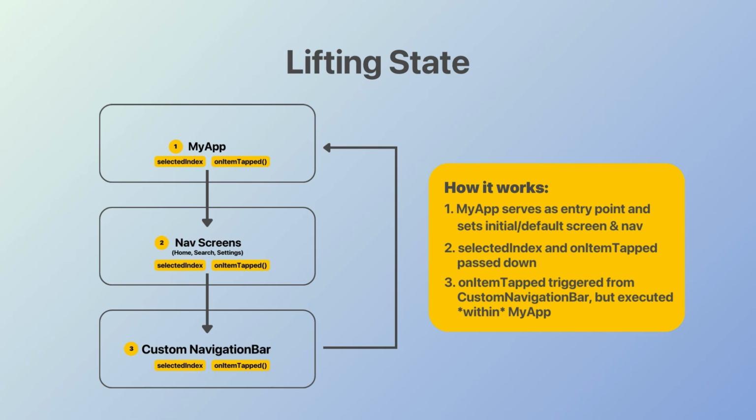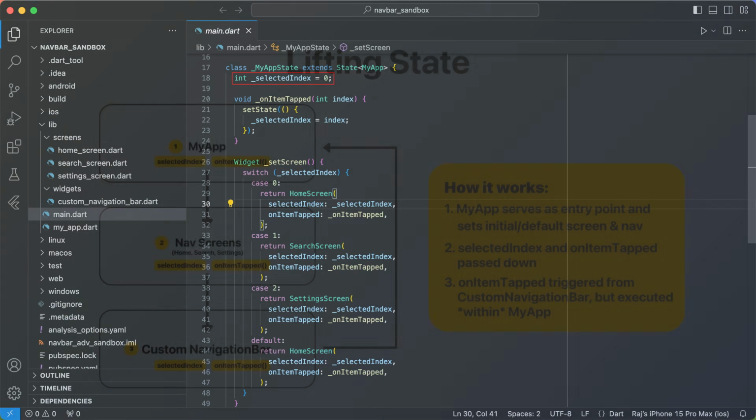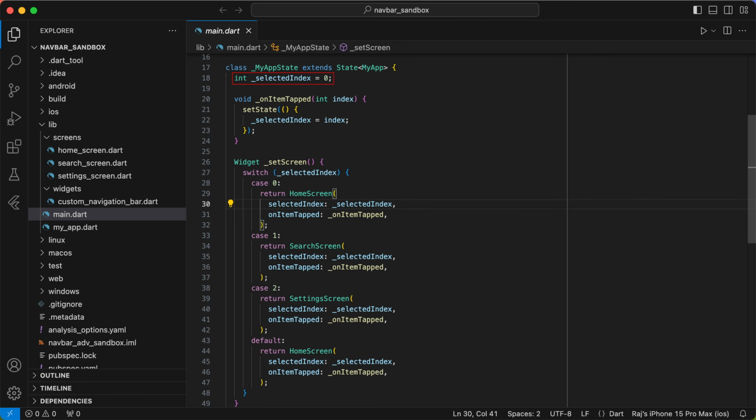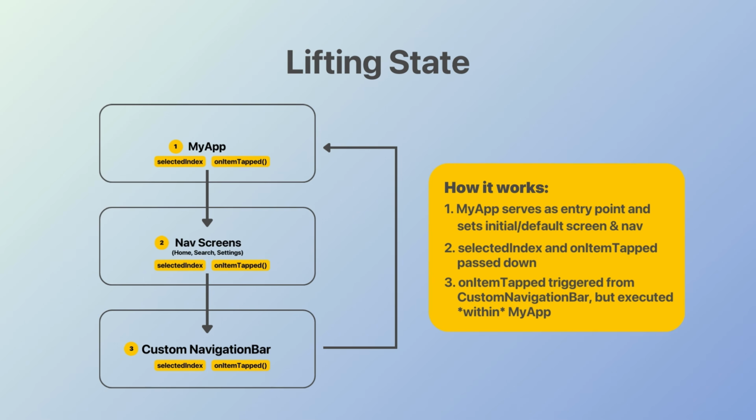Our MyApp class, which sits in main.dart, is the entry point of the app and designates home screen as the first screen to be shown. The home screen is shown initially because we set selected index to a default value of 0, and this triggers the default case in the setScreen method. Home screen, along with the search screen and the settings screen, sit one level below and are the three destinations in our nav bar. Each of these nav screens, when initialized, will get the onItemTapped function and selected index passed to it. And each nav screen has a scaffold which contains the custom navigation bar widget, which is the final recipient of the onItemTapped and selected index values.